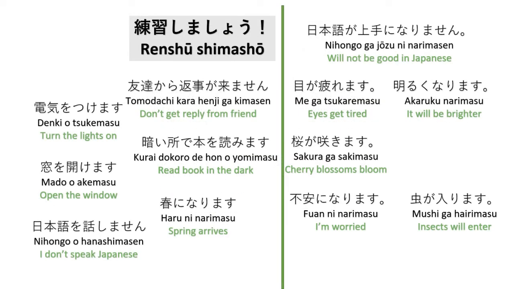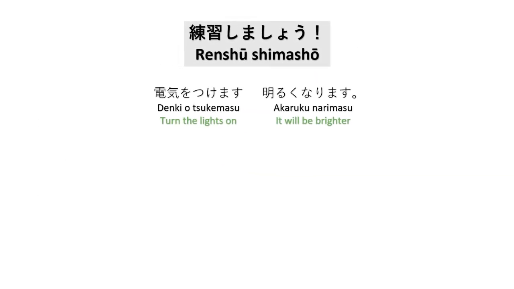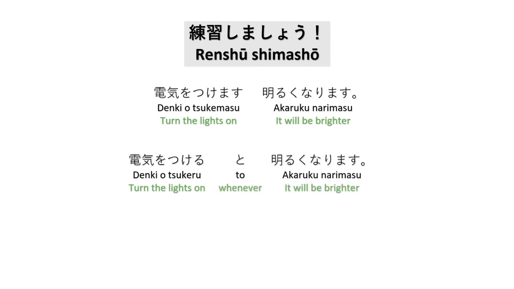Alright, for the next one. Denki o tsukemasu. Turn the lights on. And its partner is denki o tsukemasu and akaruku narimasu, from akarui. Denki o tsukeru to akaruku narimasu. Whenever I turn the lights on, it will be brighter. Whenever you turn the lights on, it becomes bright or brighter.